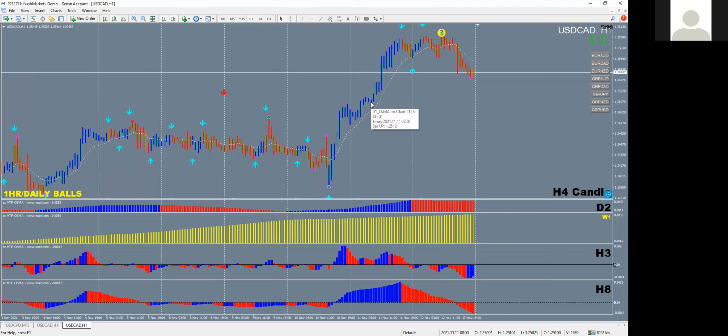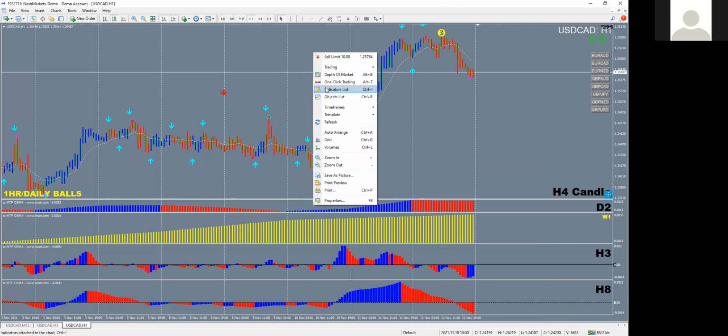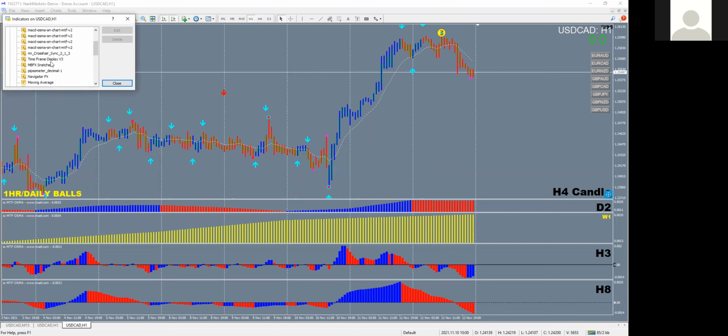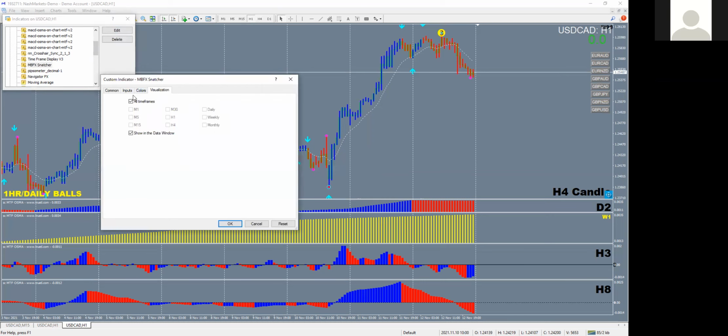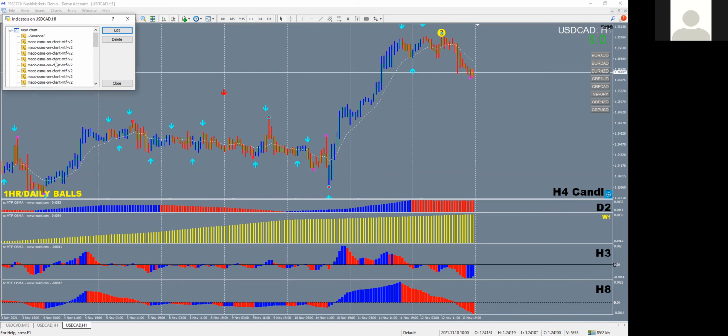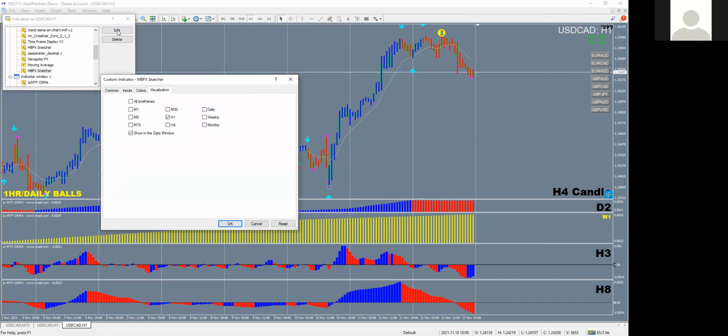Let's look at your daily setup, the daily ball setup. Go to your indicator list. And let's find the snatcher that's set up for the daily on the 1 hour. No, that's the first one. Yeah, and go down. That's the one we just added. Okay, that's on it.